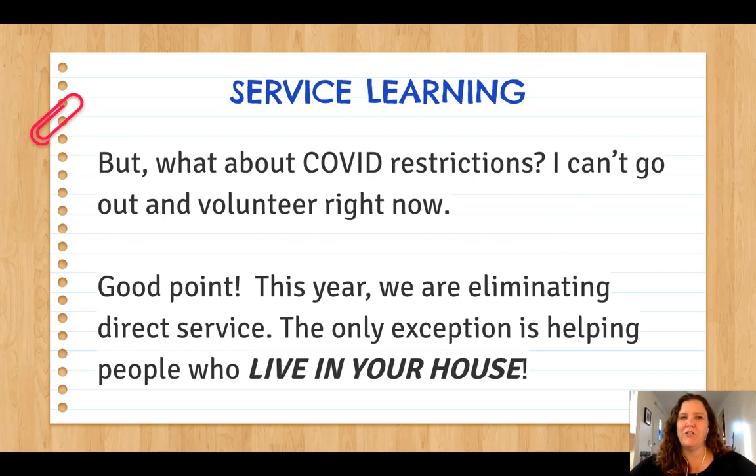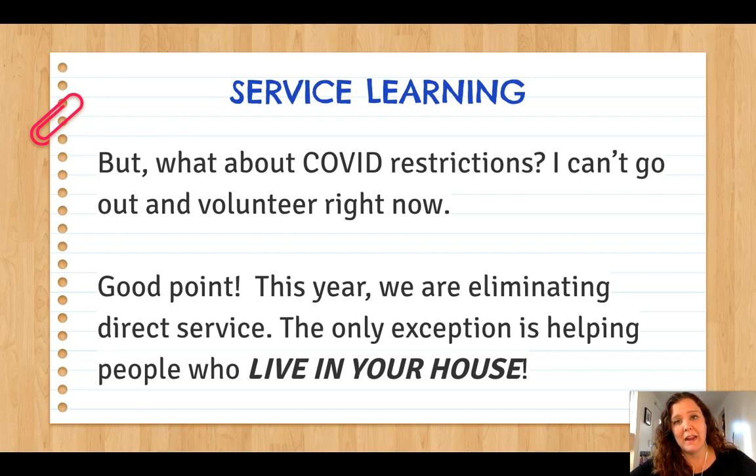But what about COVID restrictions? I can't go out and volunteer right now. I know in the past I've heard that 8th graders go out and volunteer or do things for other people. That's a good point. This year, we're eliminating direct service. The only exception is if someone lives in your house.